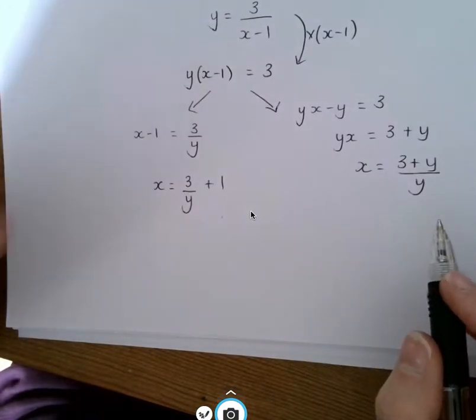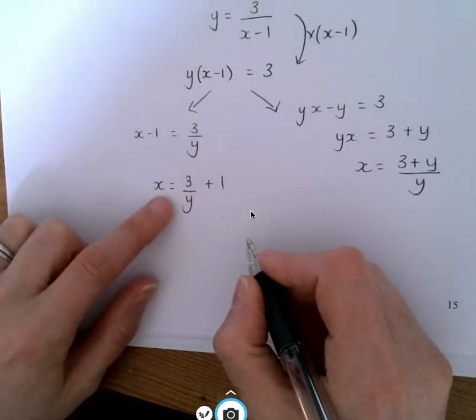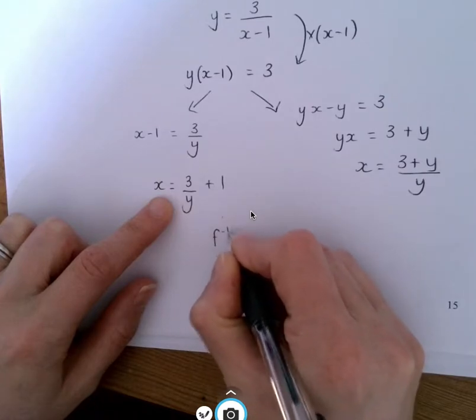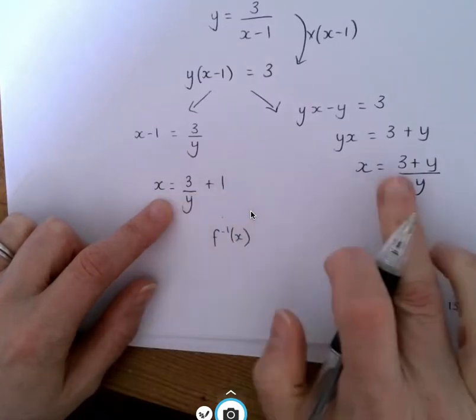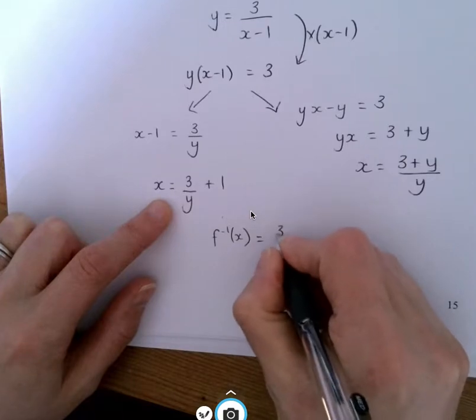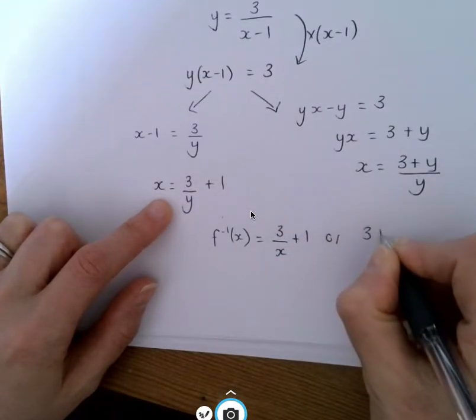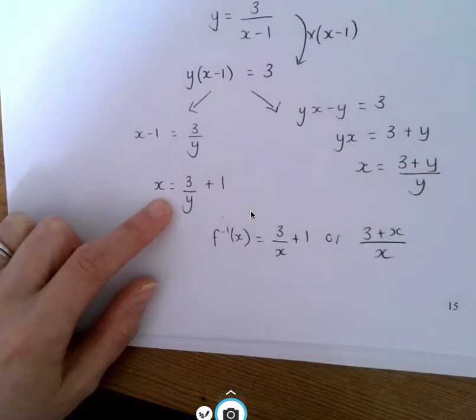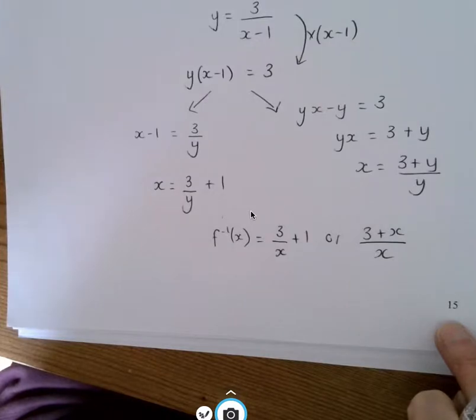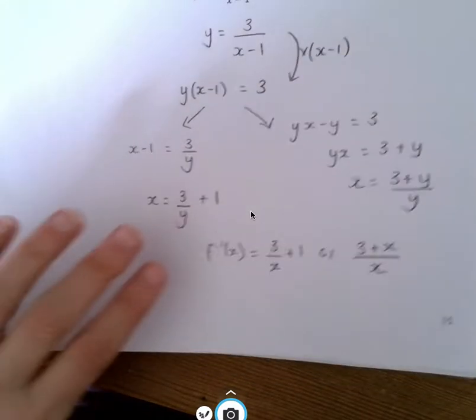So all we do now to write our inverse function is we change the x to inverse function of x and any y's to x's. So we've got either 3 over x plus 1 or 3 plus x over x. Okay, so that's for the example on page 15. All right, I'm going to look at a couple more with you.